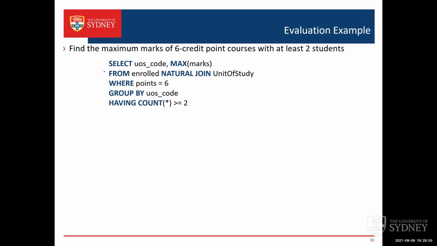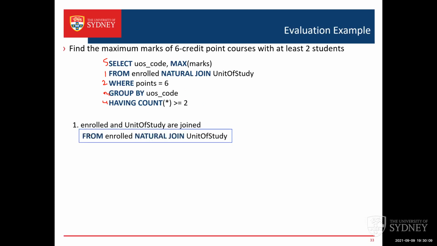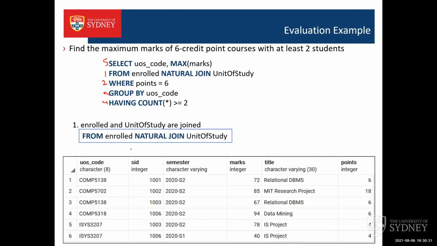We just learned the order: first FROM, then WHERE, then GROUP BY, then HAVING, then finally SELECT. That is the way it will go. So first it will go to FROM, where we have enrolled natural join unit of study. If we perform the natural join between these two tables, this is what we get. In the enrolled table, we have unit of study code, SID, semester, and marks. In the unit of study table, we have unit of study code, title, and point. If we perform a natural join, this is the whole table we get. So that is the FROM part.